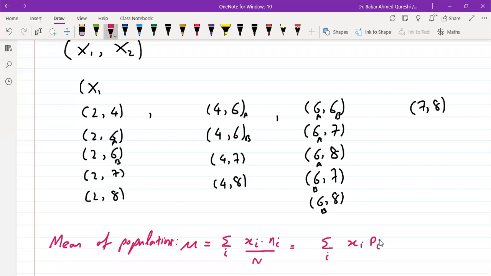But it's just an arithmetic operation, adding all the things and dividing by the total population. So in our case, it would be 2 plus 4 plus 6 plus 6 plus 7 plus 8 divided by 6, and it comes out to be 5.5.